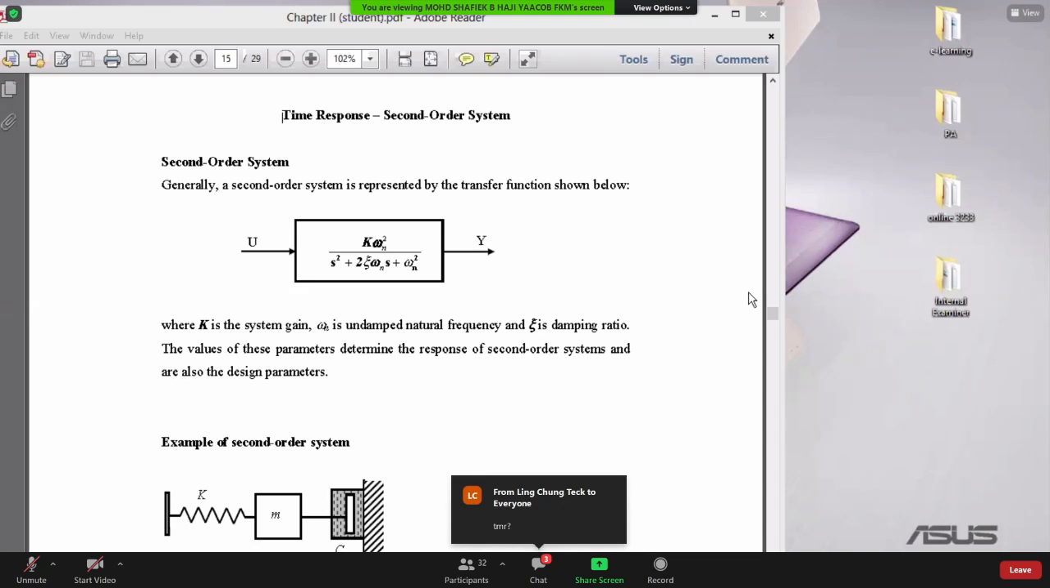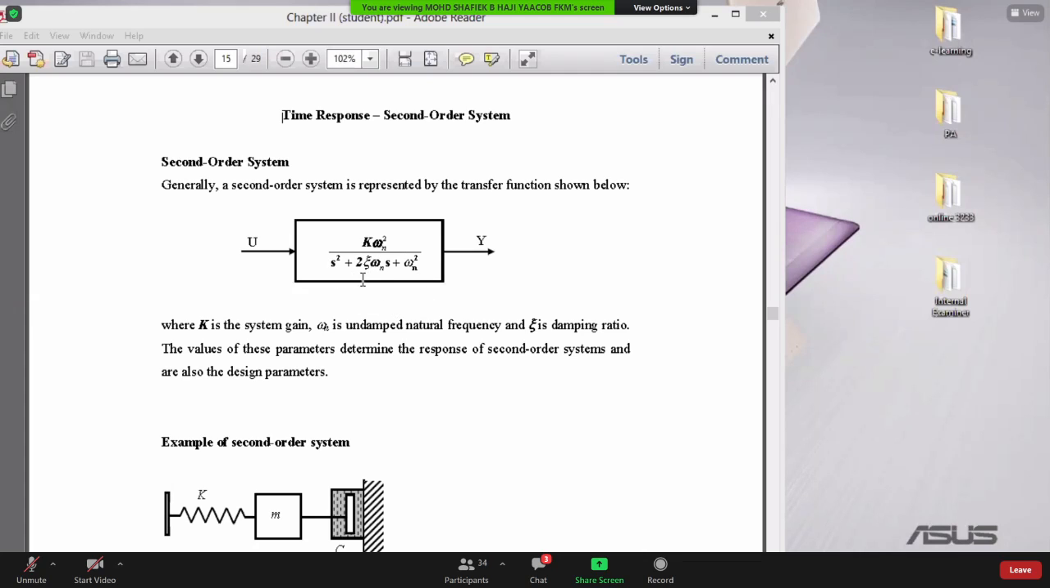Okay, so let us continue. Yesterday we discussed the time response of a first order system, and today we are going to talk about the time response of a second order system. If the highest power of S in the denominator is 2, then that is a second order system. In general, the simplest second order system can be written as given on your notes.